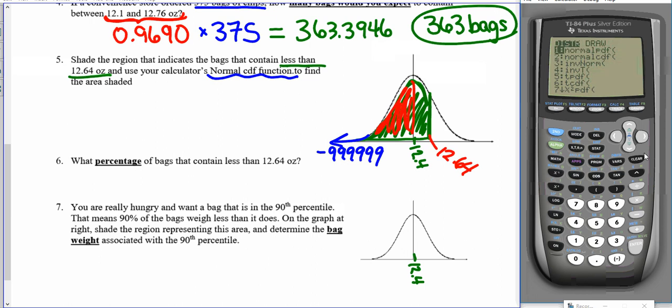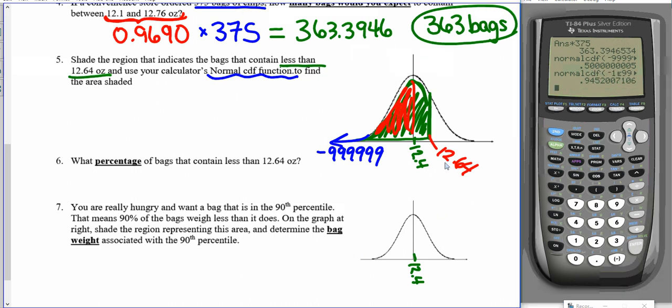Second distribution. There it is. My lower was negative a whole bunch of 9s. That's fine. My upper, 12.64. There we go. That's what I did wrong. I don't know why my mean and my standard deviation just got lost. My mean was 12.4 and my sigma was 0.15. And then I hit paste. And there we go. Looking much better.